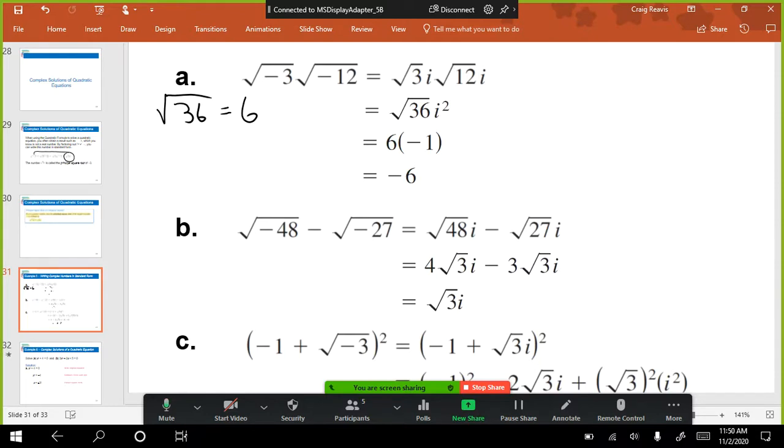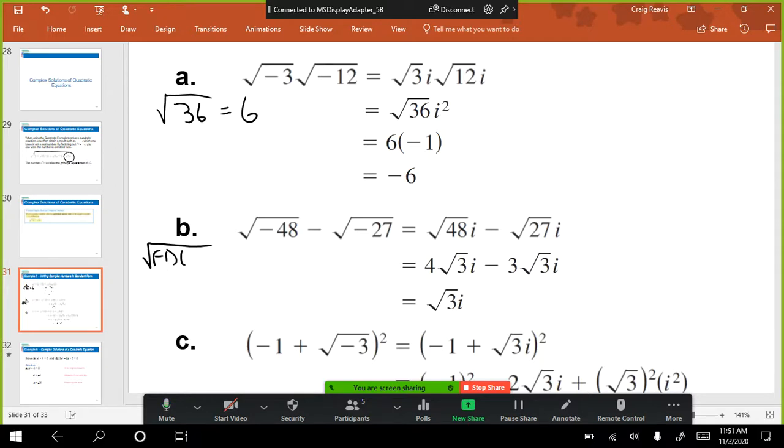All right, so right here: the square root of negative 48 minus the square root of negative 27. Well, the square root of 48, when we're simplifying it, I know that negative is going to become an i, right? This is really negative 1. And then 48 is 12 times 4.